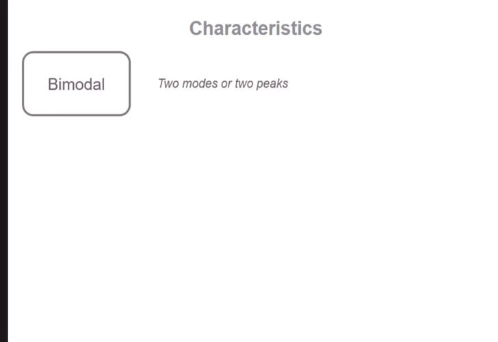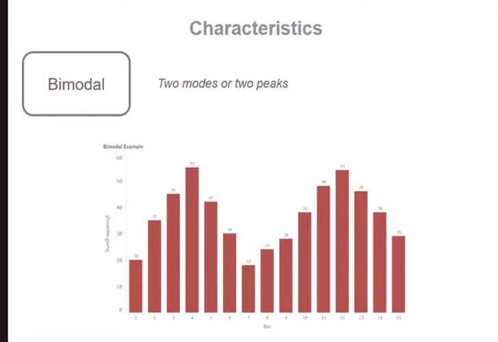Our next type of distribution and characteristic is a bimodal distribution. What do we think bimodal means? Well, the prefix of bi means two, and modal has to deal with mode. So we have two modes or two different peaks in a chart. That is pretty straightforward. So let's look at a chart that would show this.